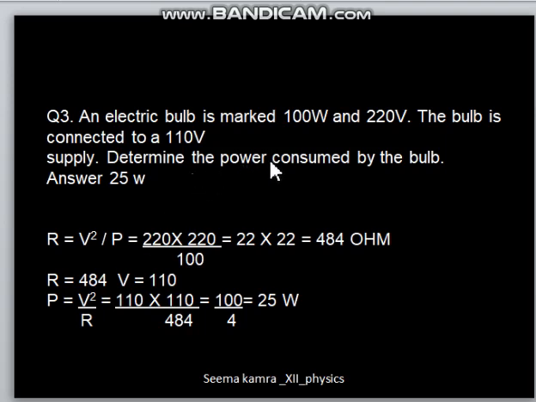So now it is written, calculate the power consumed by the bulb. So power now we have to calculate for the new voltage. So new voltage 110 we have to apply. Resistance we have already calculated. This way the answer will come 25 watt. What is the unit of power?